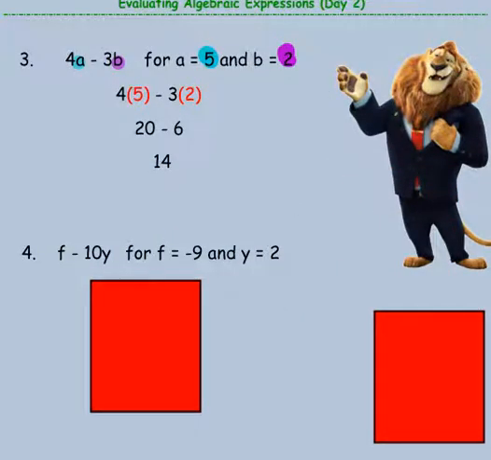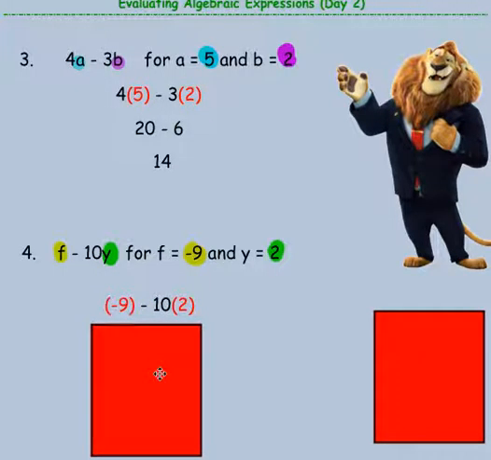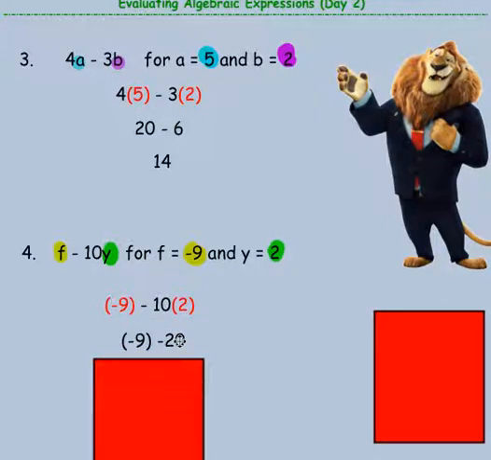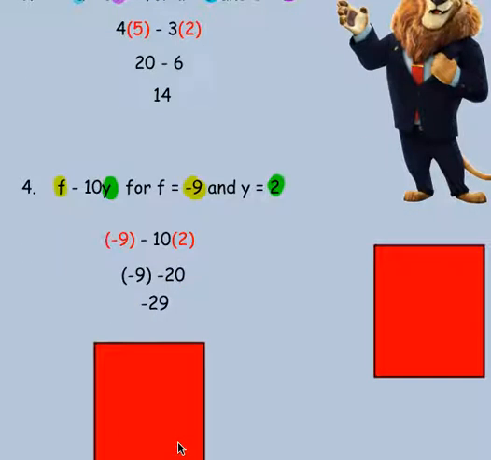Next one. We have f equals negative 9, and we have y equals 2. So if we go ahead and plug those into our parentheses, we have negative 9 minus 10 times 2. Again, according to the order of operations, we have to do 10 times 2 first. We get 20. Bring down what's left over, the negative 9 and the minus. And negative 9 minus 20 gives you negative 29.